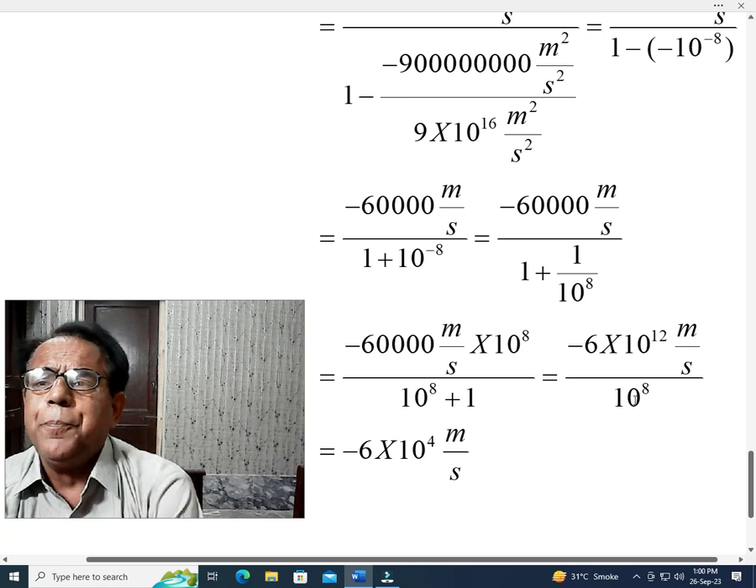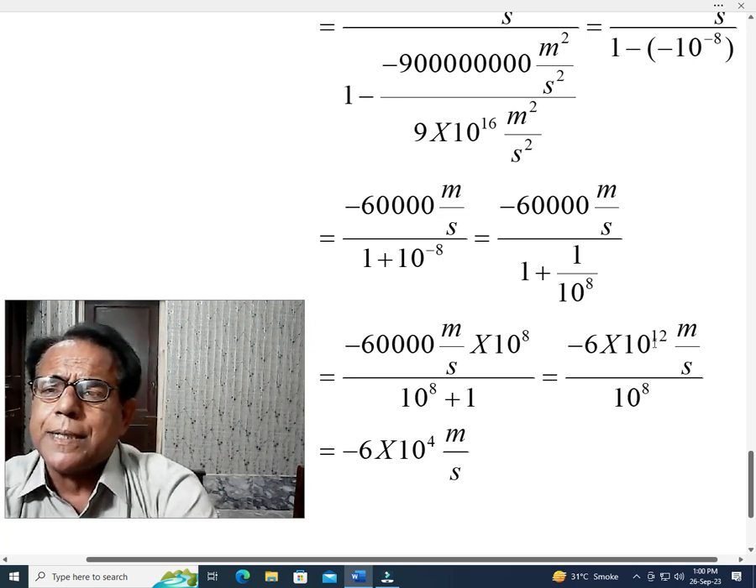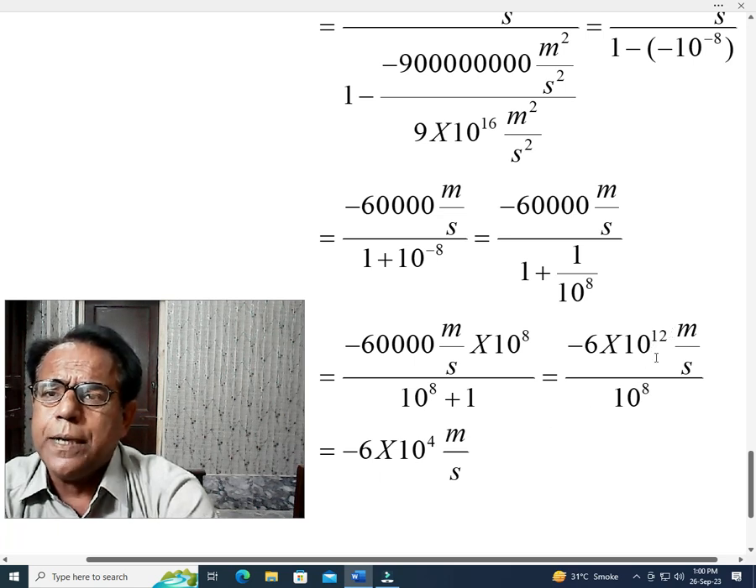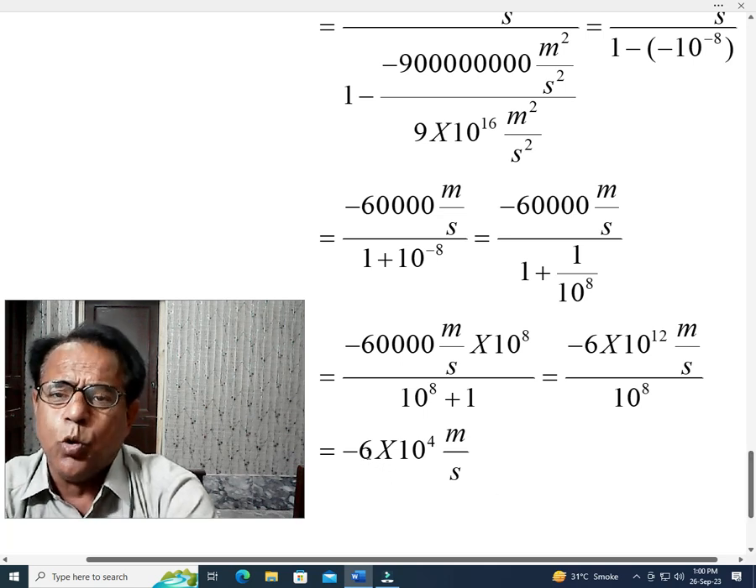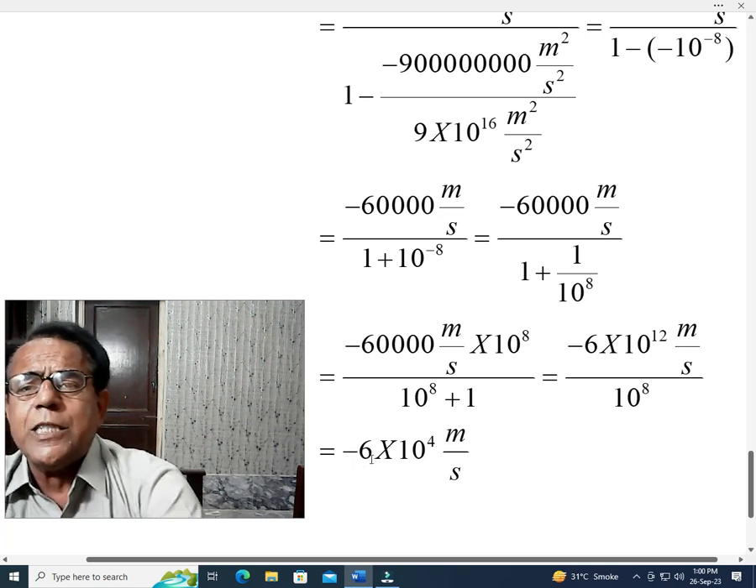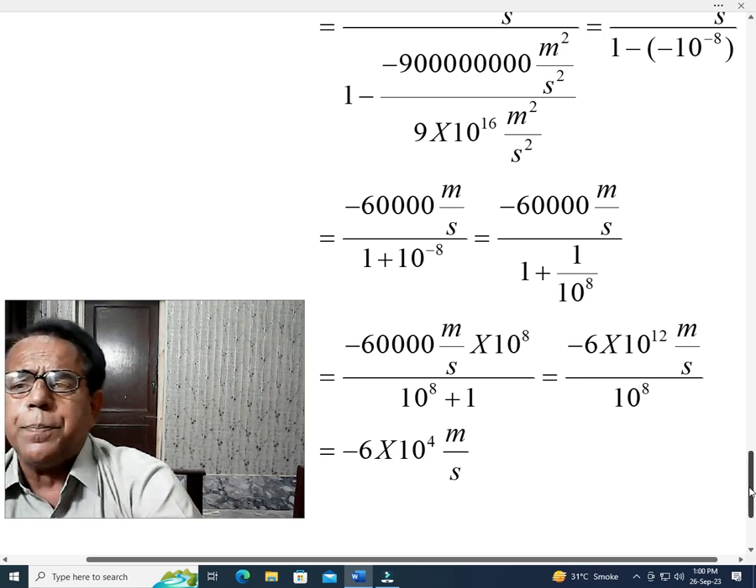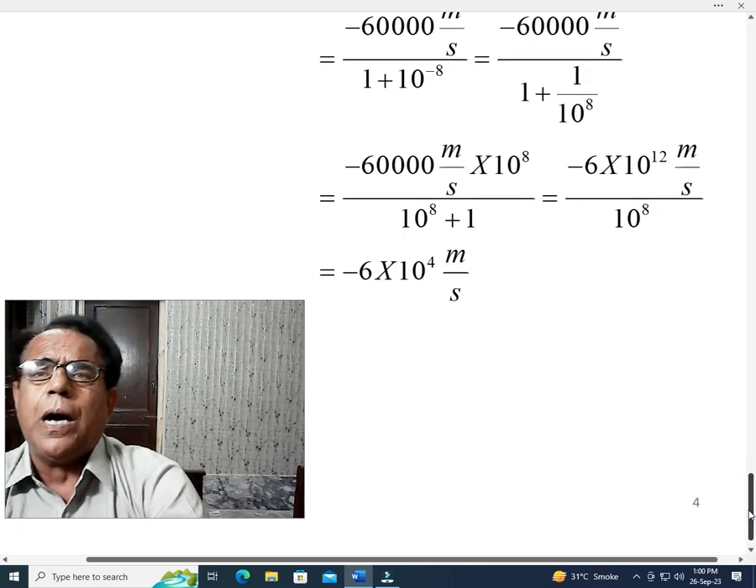Next, these 8 zeros will be subtracted from these 12 zeros, and we will get minus 6 into 10 raised to the power 4 meter per second. We can also write it as minus 6.0 or minus 6.00 or minus 6.000 into 10 raised to the power 4 meter per second. And this is the end of our problem.